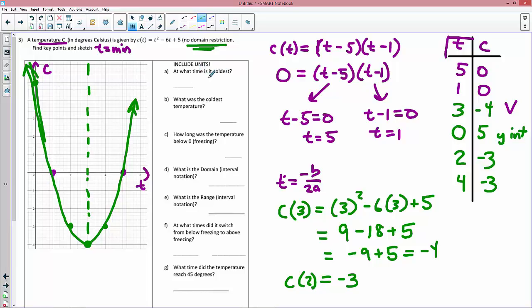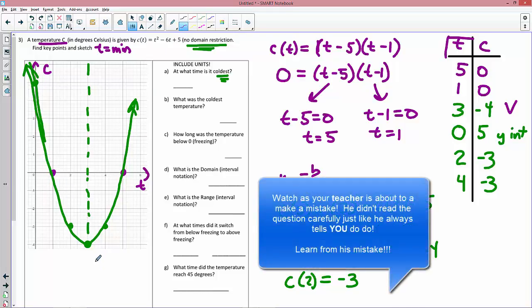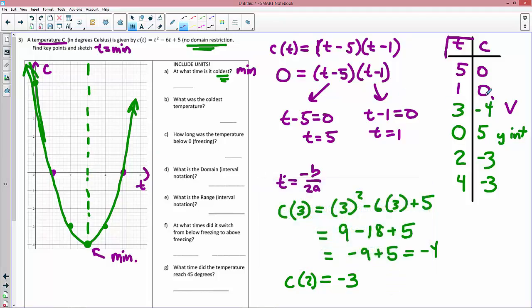Okay, so at what time is it coldest, right? Coldest means what? The lowest temperature. So remember, whenever we have a positive or an up-facing parabola, we know that this is a minimum. And if it's an upside-down parabola, like in some of the other problems we had, it's a maximum, right? But this is, at what time is it coldest? That's a minimum, the minimum temperature. Well, the minimum temperature, don't say 3. It's the y value of the vertex. C is temperature, so it's minus 4 degrees. Degrees Celsius, right? We'll put degrees, even though we know it's Celsius.